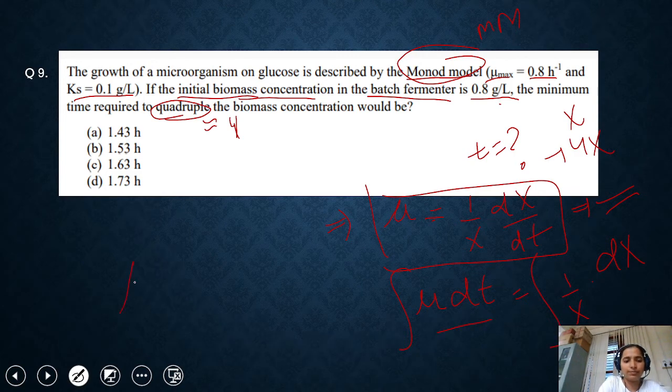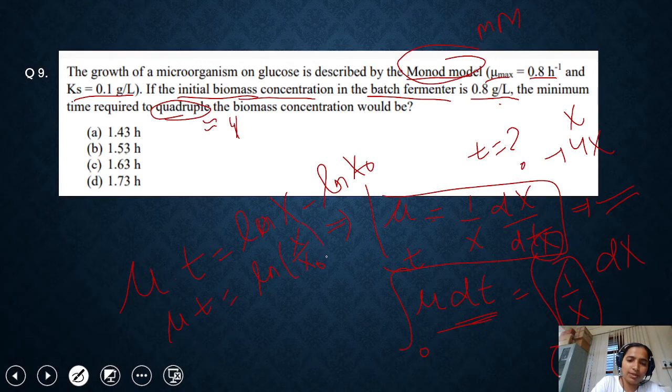So it will become mu into t. The integration of 1 by x is equal to log of x, we can write ln x. Here we also write the limits from x naught to x, that the initial concentration of the biomass is x naught and finally it will become x. Similarly, because here we are integrating with respect to time, for time we will write from 0, that initially, and it will reach a particular time t. So it will become ln x minus ln of x naught. So this becomes mu t equal to ln of x by x naught. You can directly use this formula if you want.